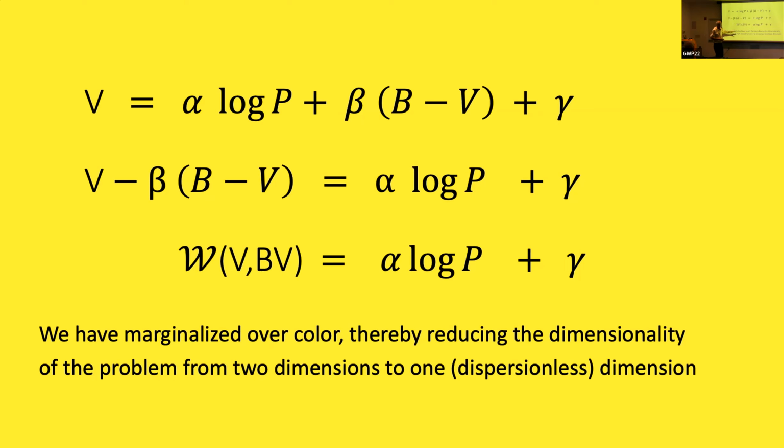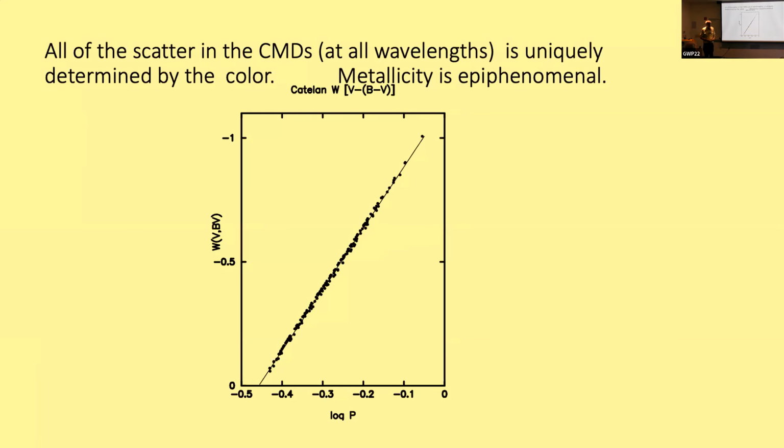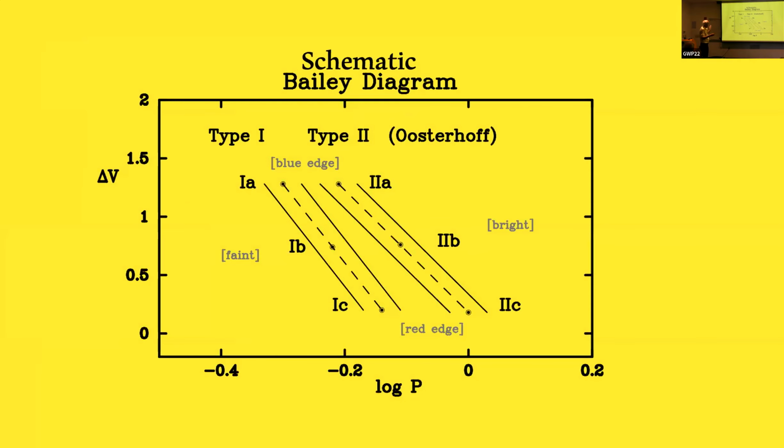So all of the scatter in the PL relation will have disappeared, and all you'll be left with is the period. And here is the result of doing that calculation on that data set for all of the stars, not the ones just on the horizontal branch, but everything up and above it.